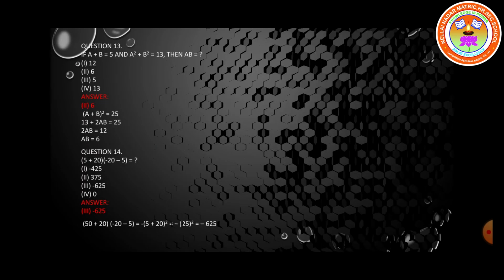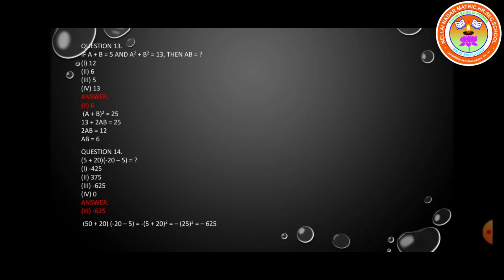Now we are going to see question number 13, the objective type questions. If a plus b is equal to 5, a square plus b square is equal to 13, then ab is equal to what? (a plus b) the whole square is equal to 25. 13 plus 2ab is equal to 25. 2ab equal to 12, ab equal to 6. The answer is the second option, 6.